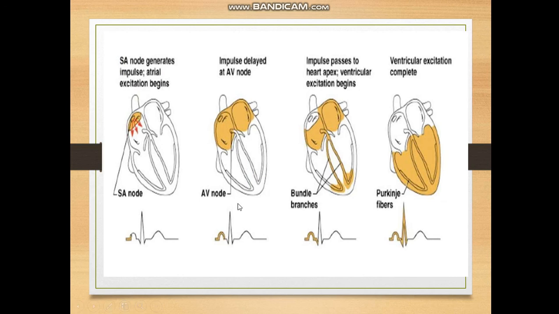You're looking here, the SA node generates the impulse. Atrial excitation begins here in the SA node, the sinoatrial node, and then this goes like that. Current travels through the internodal pathway from the sinoatrial node. The impulse is delayed at the AV node. Why? It is very important.